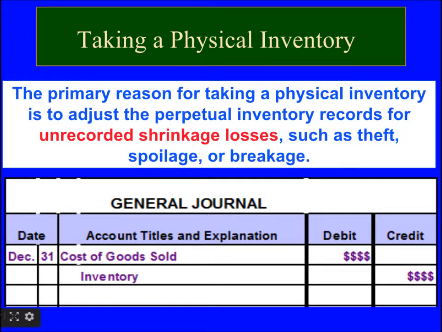Taking a physical inventory. The primary reason for taking a physical inventory is to adjust the perpetual inventory record for unrecorded shrinkages, losses such as theft, spoilage, or breakage. This is the normal journal entry whenever an inventory arrives: cost of goods sold on the debit side and inventory on the credit side.